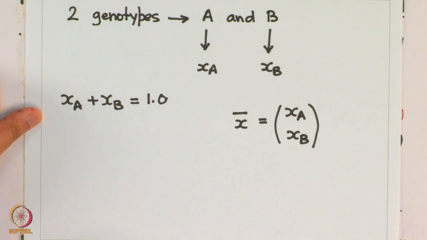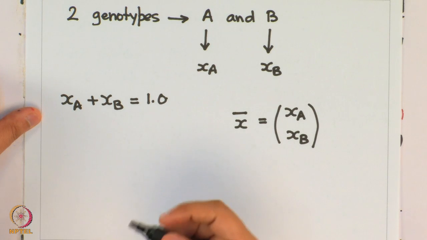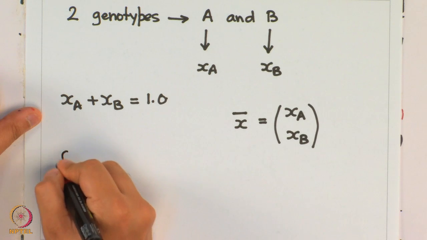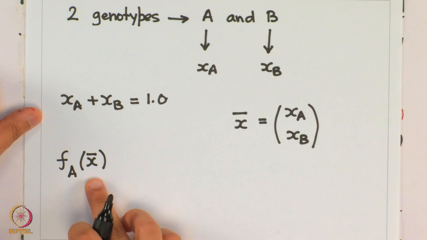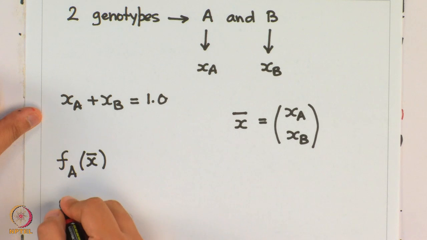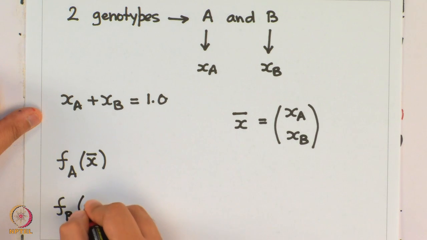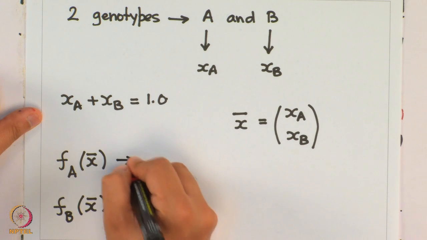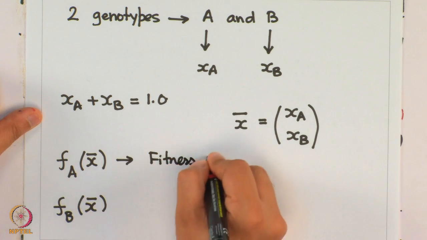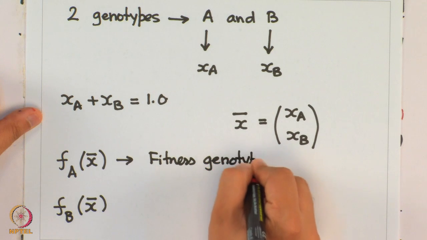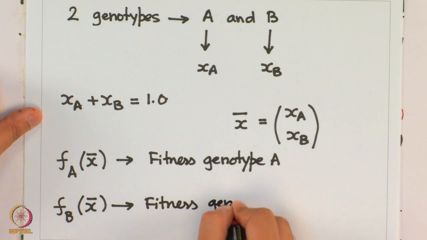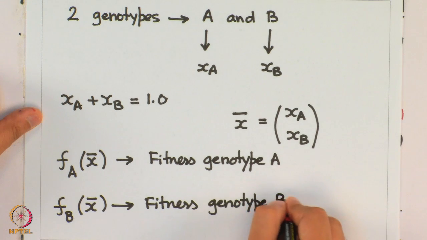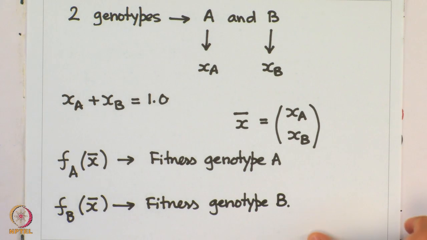Also, because fitness is now a concept which is dependent on frequencies and not a constant, fitness of A is given by f A, but this is a variable which is dependent on the composition of the population, and composition is defined by the vector x. Similarly, fitness of B will be a variable quantity which is dependent on the vector x. So, this is fitness of genotype A and fitness of genotype B. Okay. All right.